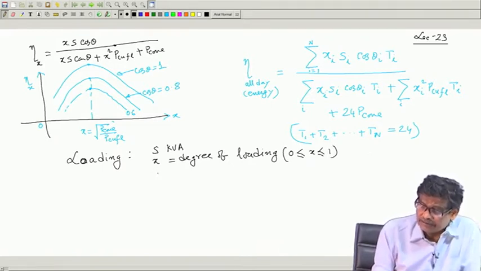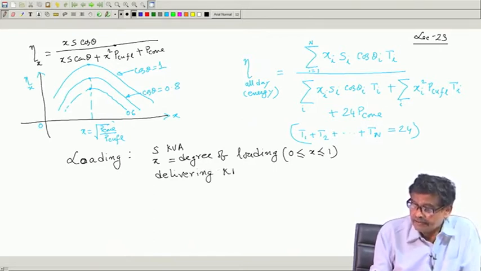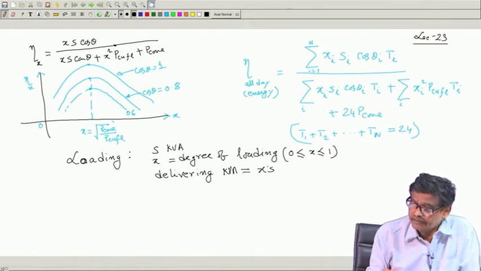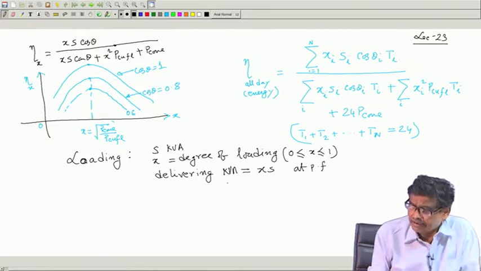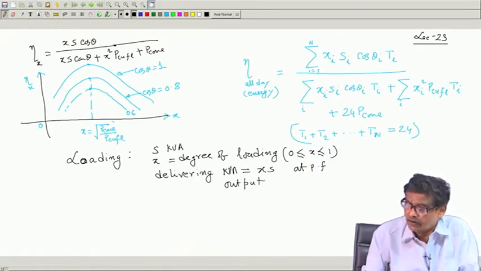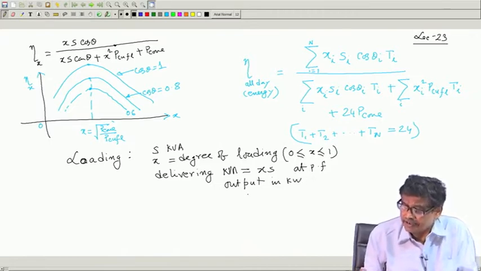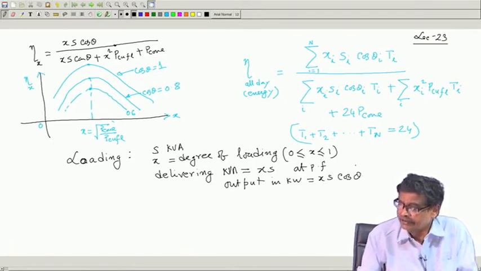Therefore, the transformer is delivering a kVA, I have assumed here, equal to x into S. If it is at power factor cos theta, then the output in kilowatt, that was the essence of calculating that thing, if S is in kVA, is x S cos theta. Cos theta is the load power factor.